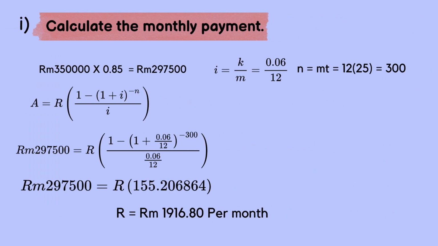Number 1, to find the monthly payment, we need to use present value of annuity, which is A equals to R, open bracket 1 minus open bracket 1 plus I, close bracket, power of negative n, divided by I, close bracket. To find A, we need to multiply 350,000 ringgit with 85% to get the amount without the down payment, which is 297,500. I equals to 0.06 over 12. N equals to 300. Then put all the information into the formula. After the calculation, R is equal to RM1916.80 per month.